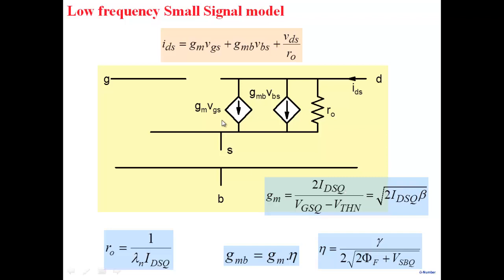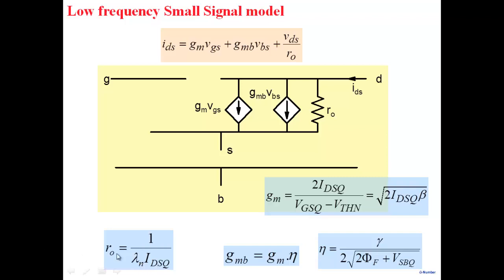Q, if you remember, is the quiescent point or the bias point. So small signal models are always valid around a bias point. So GM you can calculate using, if you know the bias current, DC current, IDSQ, VGSQ, you can calculate GM, or you can use this expression as well, square root of 2 ID times beta here. All right.